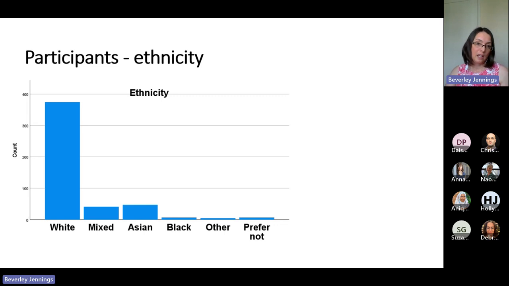Also asked for ethnicity, and obviously got dominant for white. This probably reflects the college where most of the respondents came from pretty accurately, actually, that spread.